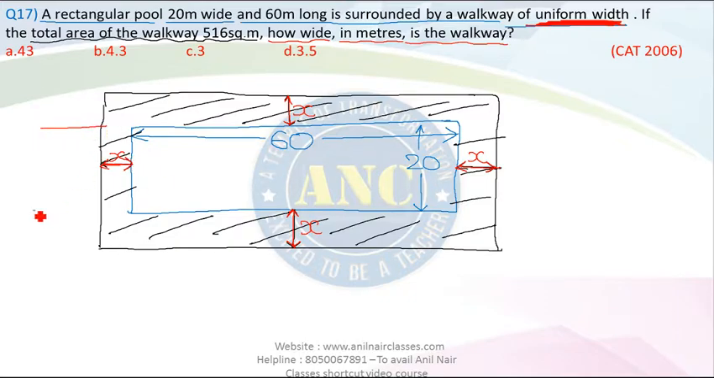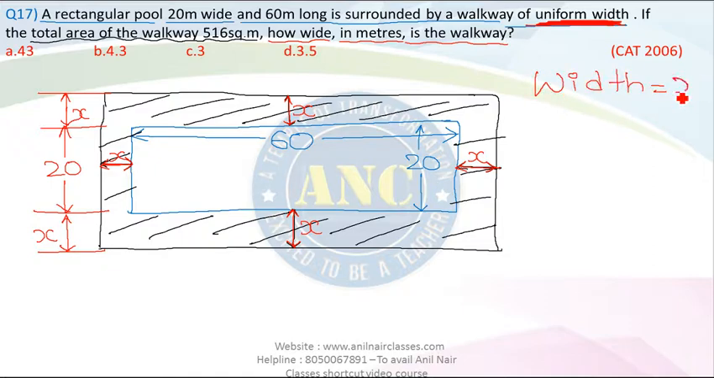From here to here it is 20, from here to here it is 20. This value is x, right? This value is x. This also is nothing but x. That means I will call the width of the walkway as x. That x only is what I am interested in finding in this question.